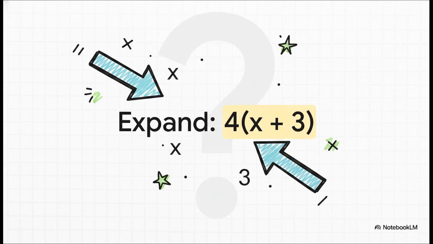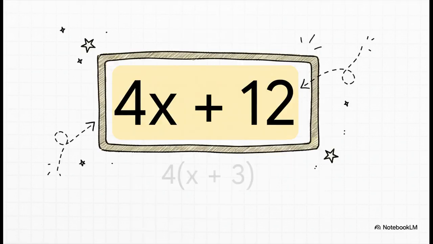All right, next up, time for some multiplication. How would you expand this? 4 times x plus 3. Remember that distribution rule? And the answer is 4x plus 12. The 4 multiplies the x, and the 4 also multiplies the 3.